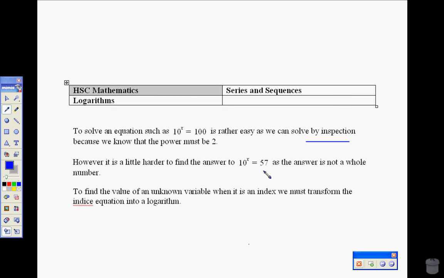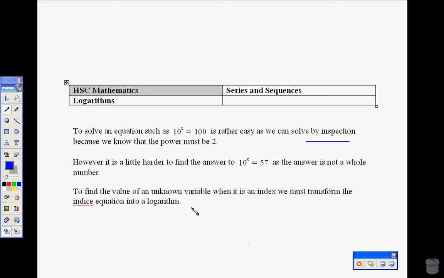A person named John Napier was able to do this. Now we know that because it's 10 to the power of x is equal to 57, 10 to the power of 1 is 10, and 10 to the power of 2 is 100. We know the answer to x is 1 point something. We don't know what it is. And again, unless we're just guessing and checking, it makes it a little bit difficult to do that.